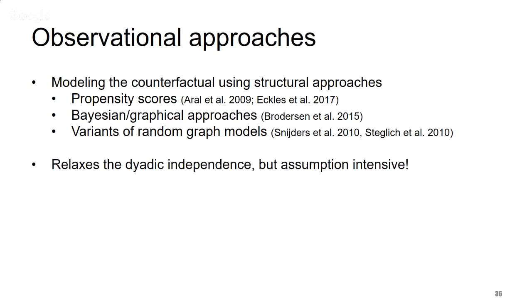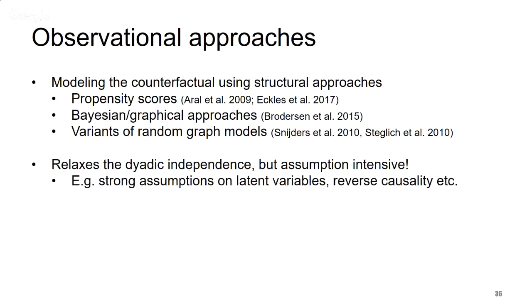So a lot of these observational methods are good in the sense that they relax the dyadic independence assumptions, but they're very assumption intensive depending on what context you're working in. You could have assumptions on latent variables, reverse causality, etc. And so if you have these kinds of concerns in your data context, you probably have to think about better ways to deal with this problem.